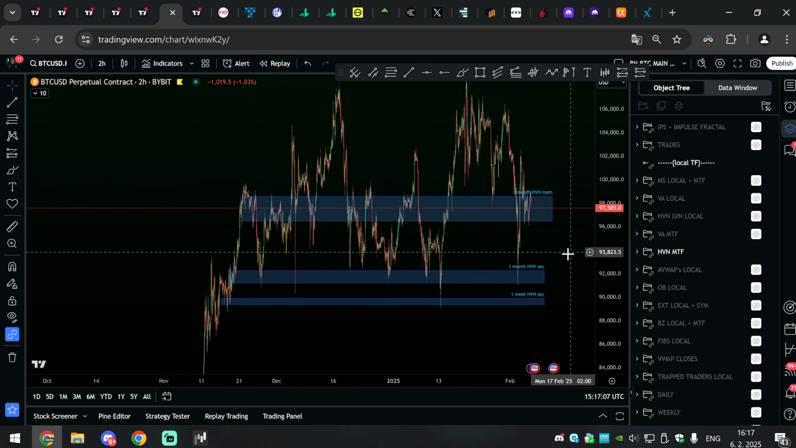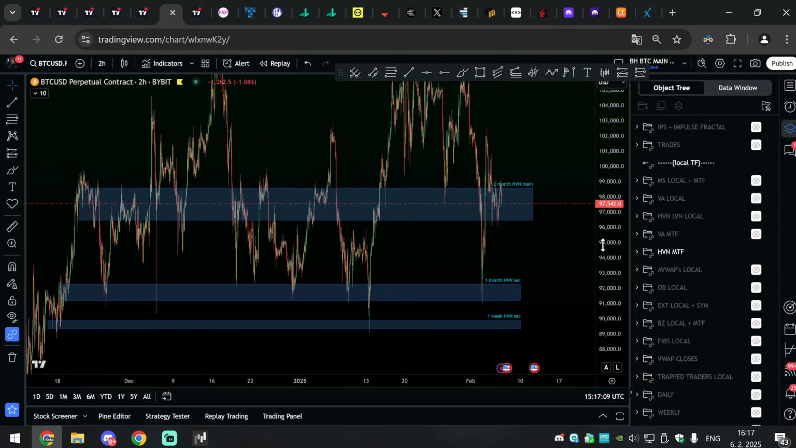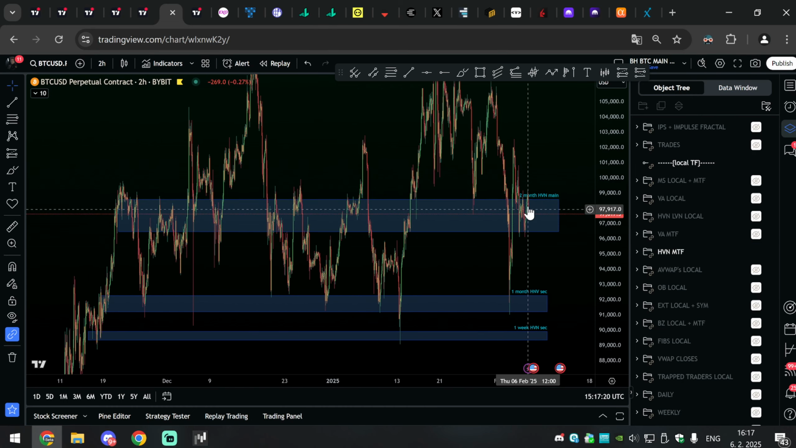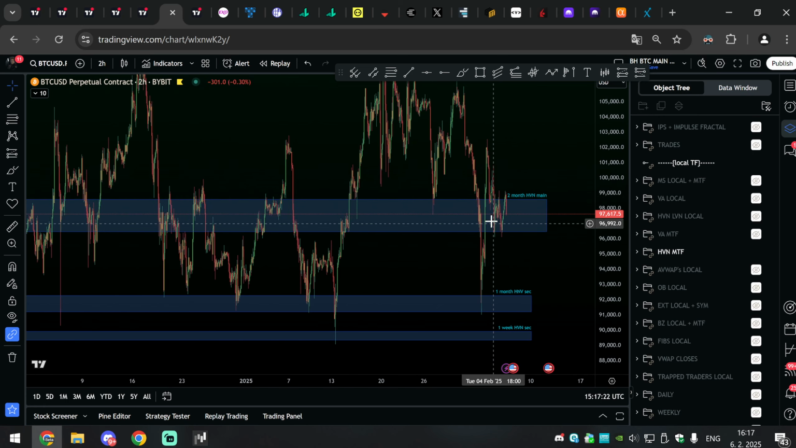High volume nodes also are bringing more clarity here again. You see, same high volume nodes. Market is spending a lot of time here in this high volume node. That's why, if you know you are in the 2-month main high volume node, you also know there is a pretty high likelihood you will get a local range here.